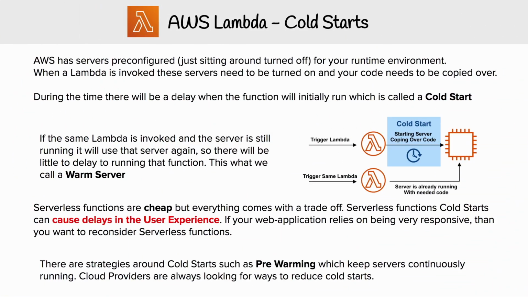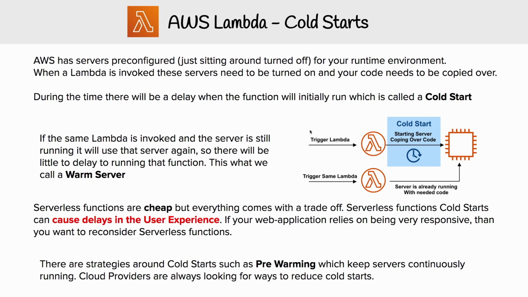So one of the most important concepts to AWS Lambda is cold starts, because this is one of the negative trade-offs of using serverless functions. AWS has servers pre-configured, so they're just lying around and they're in a turned off state for your runtime environment. So when a Lambda is invoked, these servers need to then be turned on. Your code needs to be copied over. And so during that time, there's going to be a delay when that function will initially run, and that's what we call a cold start.